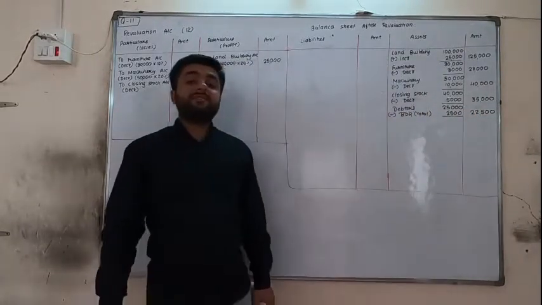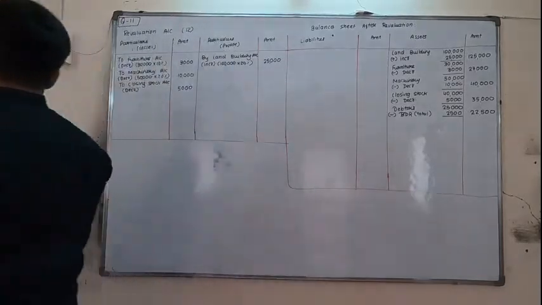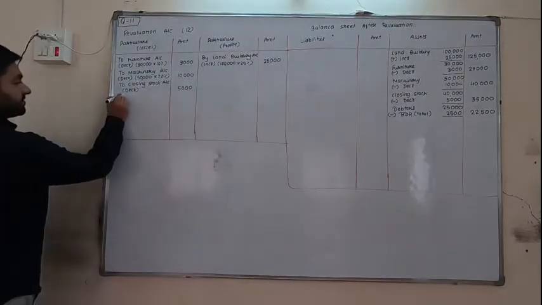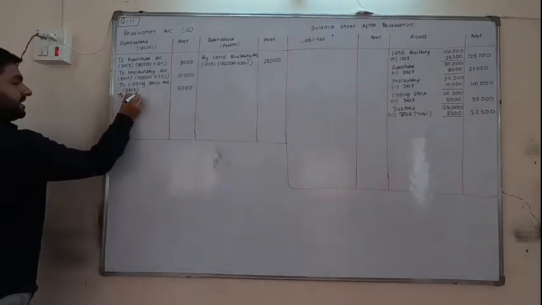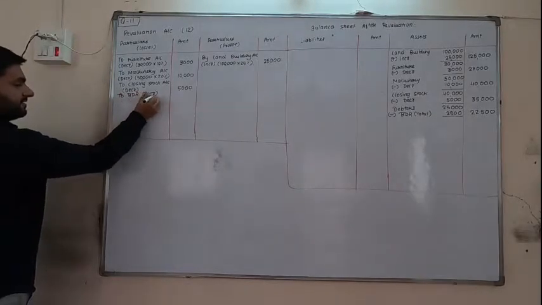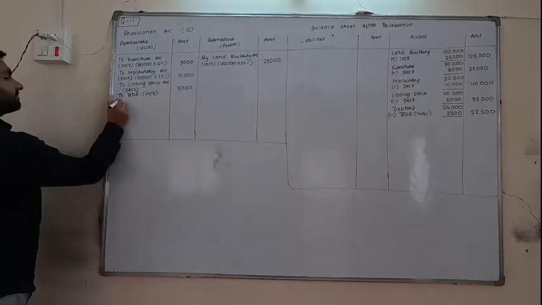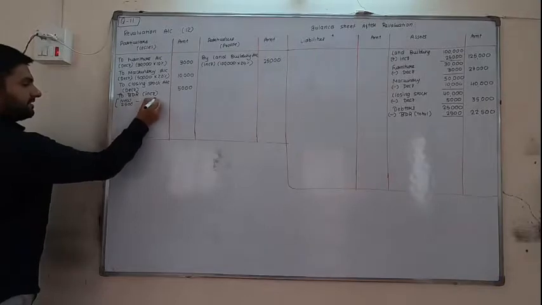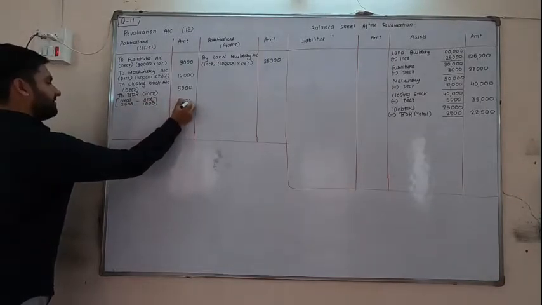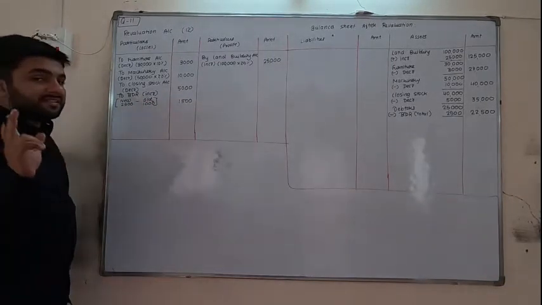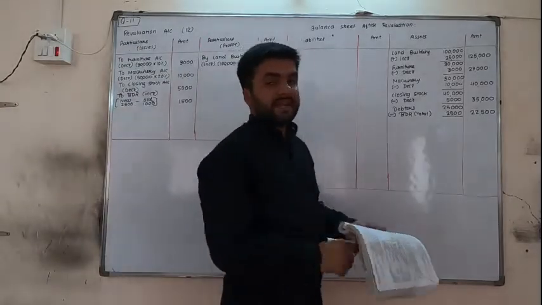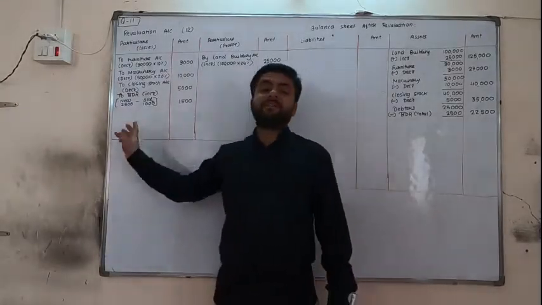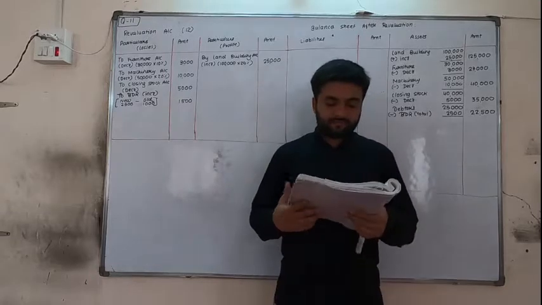Now as bad debt reserve has increased, it is an increase in liability, so it will be loss. So here we will write bad debt reserve in bracket increase. How is it increasing? New 2,500 minus old 1,000. So it is increasing by 1,500. Bad debt reserve is like a provision and liability is increasing, so it is loss.